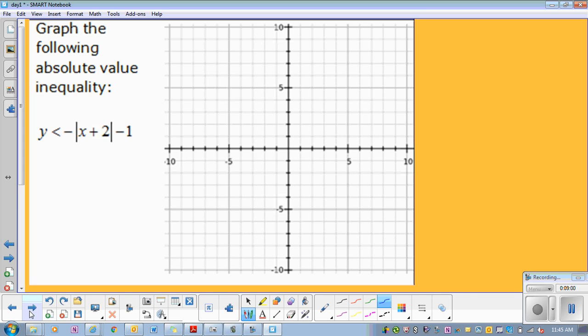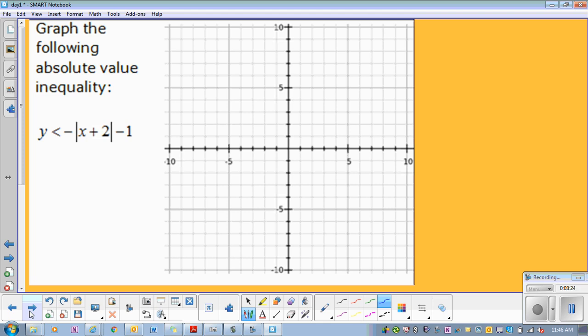And your inequalities also have a less than or a greater than. So you also have to shade, because we're not talking about one solution. We're talking about a whole area of solutions. It's either less than, so you shade below your vertex, or it's greater than, and you shade above your vertex. Does that make sense? Okay.